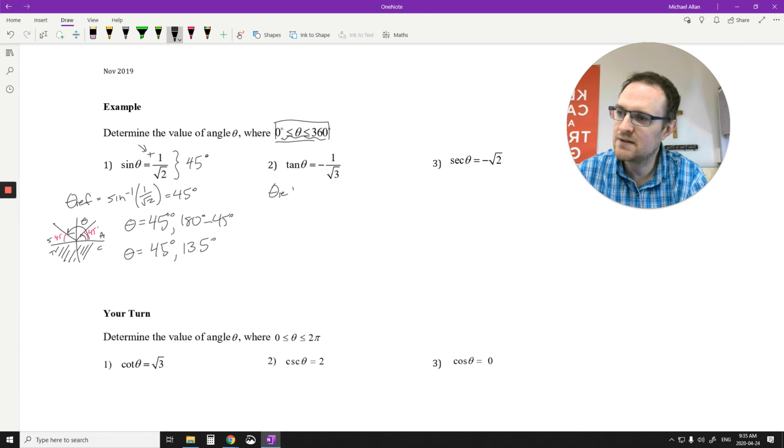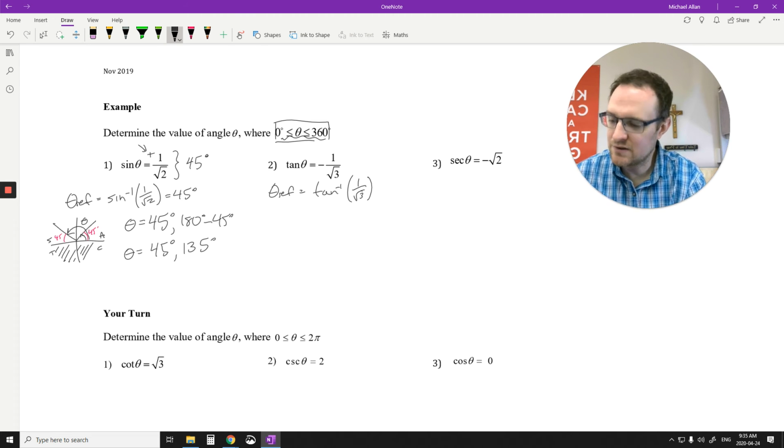To find my reference angle, I would go tan inverse, just the positive number. I know it's going to be one of those 30-60 numbers because I've seen this ratio before, but why try to use the unit circle when sometimes it's just easier to type it in your calculator, take the tan inverse of this, and you get 30 degrees.